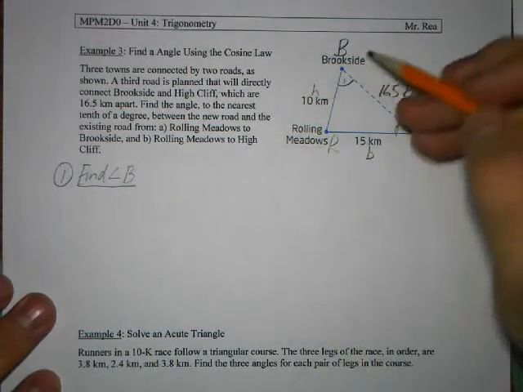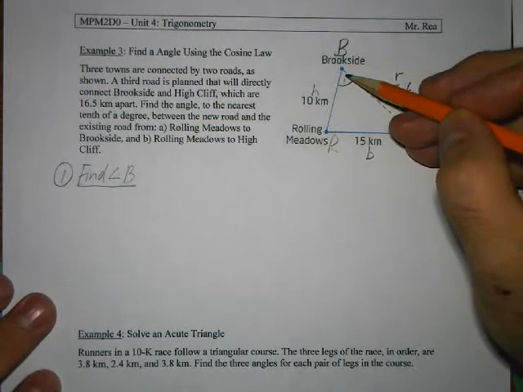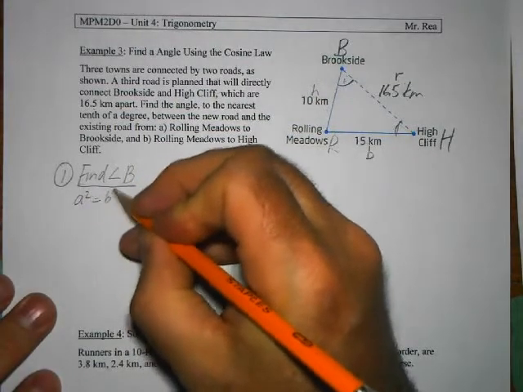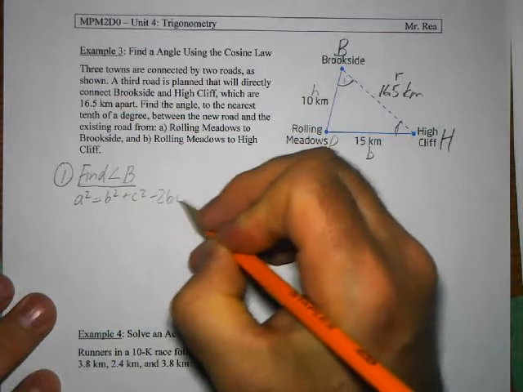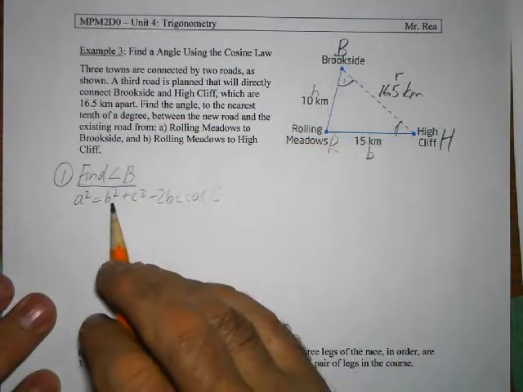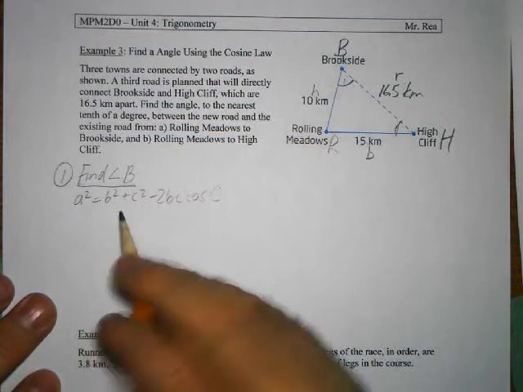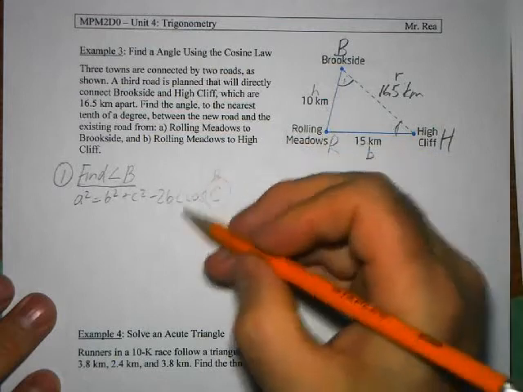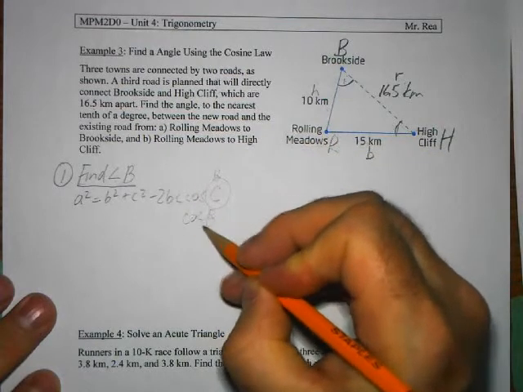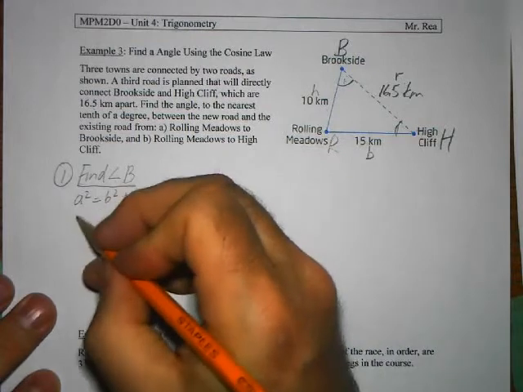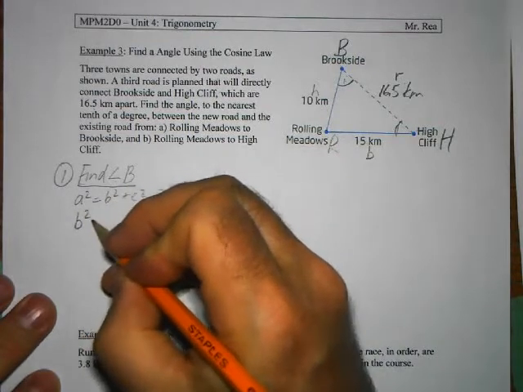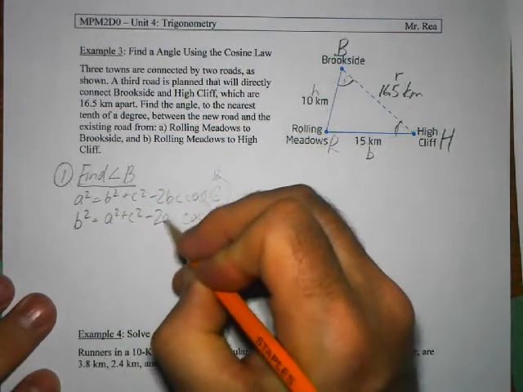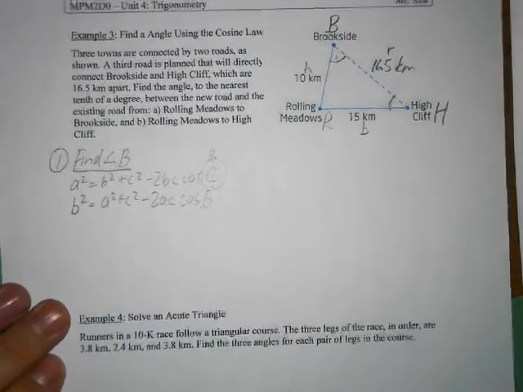So since I'm finding angle B, let's do the same thing we did before. The generic version of cosine law looks like this. Now don't confuse this B with the B in here. This is just generic. So since I'm finding angle B, I need to have this as the B. So my actual equation, I'm going to have angle B there, and side B here. And then the other two sides, it doesn't really matter where they go.